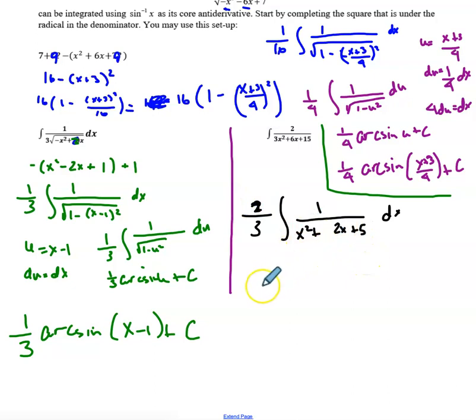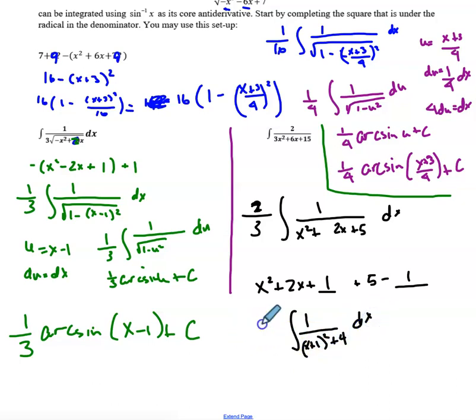Now I need to complete the square in the denominator. So x squared plus 2x plus something plus 5 over here minus something. So I need to know what number I'm adding here and subtracting here. Well, my b value is 2. 2 divided by 2 is 1. 1 squared is 1. So I'm adding a 1, subtracting a 1. So now in my denominator, for my integral, I have (x plus 1) all squared plus 4 dx. Don't forget I have a 2/3 out in front here.